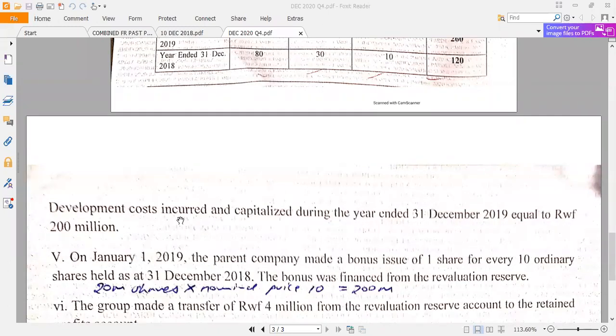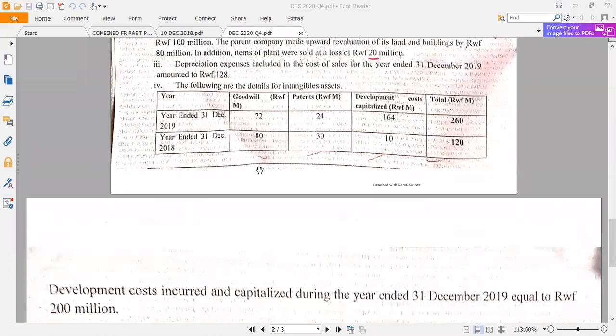So you are being told development costs incurred and capitalized during the year ended 31st December equals how much? 200 million. What does that mean? Development cost that was acquired. To capitalize is to bring it in. That was purchased or was developed. The amount we spent on development is 200 million. That is a cash outflow. So it is under investing activities, 200 million. It is given. Now, this information here, we will use it to test whether there is any impairment or not.